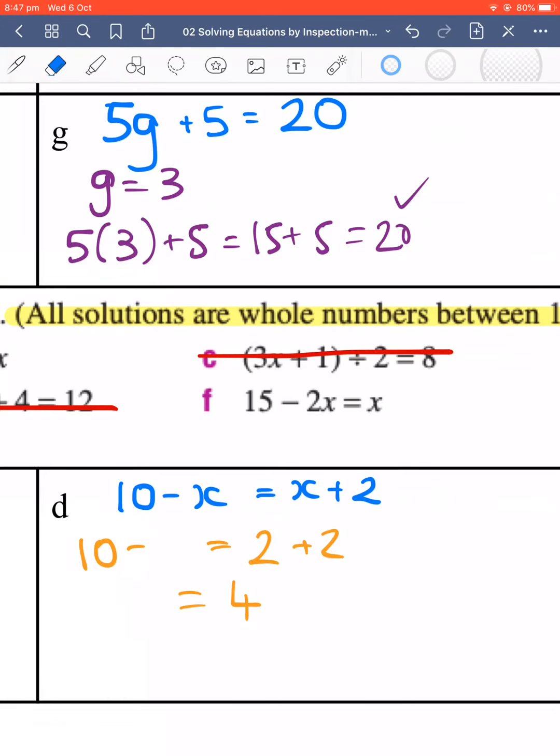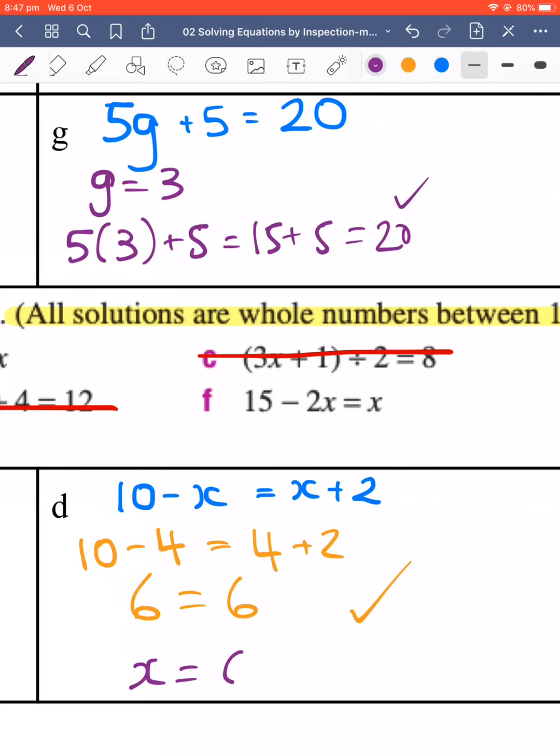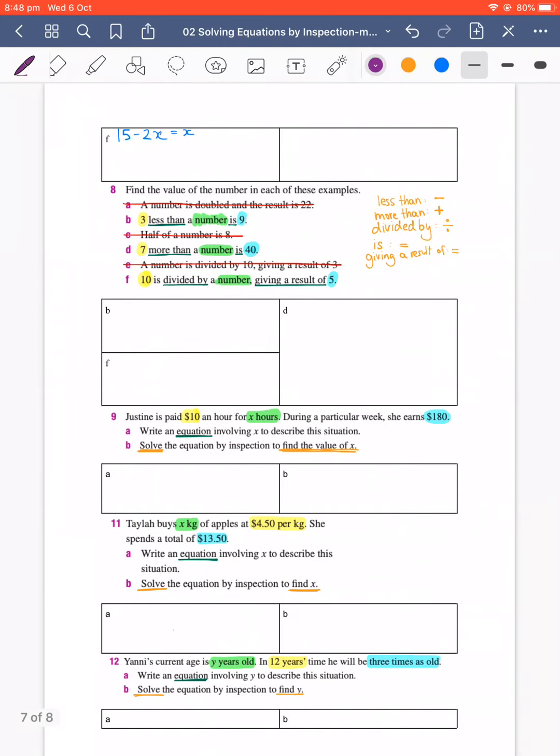So let's try something a bit bigger. We've tried 2, we've tried 3. Let's maybe try 4. So I've got 10 minus 4 gives me 6, and 4 plus 2 gives me 6. Boom, we've found our answer. So our x value here is indeed 4. What did I write? 6. My apologies, so our x value is 4. Moving on. We've got a couple more questions and we are done.